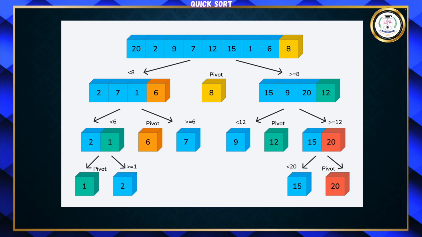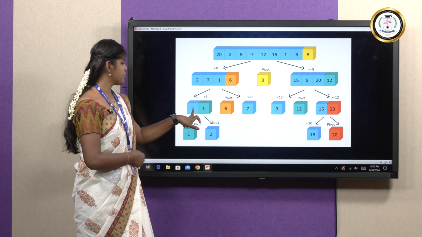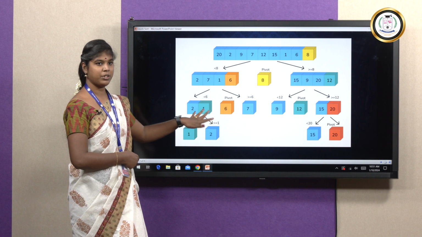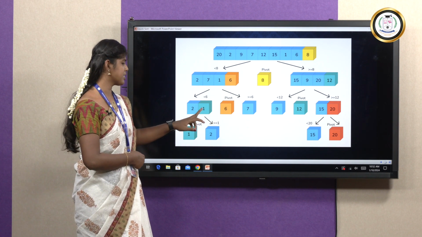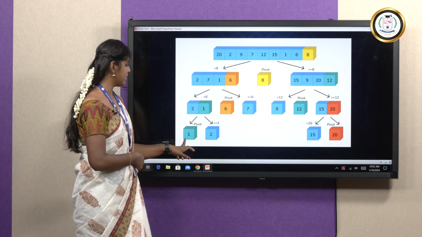I'll be choosing 1 as a pivot element, which means you have to check whether the 2 is greater or less than. That means you have to check with your first element. Your first element is 2, your second element is 1. So is 2 greater or less than 1? If it is greater, you just swap the element. So swapping the element, you will be getting 1 and 2.